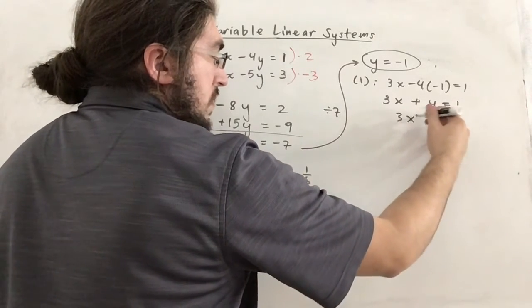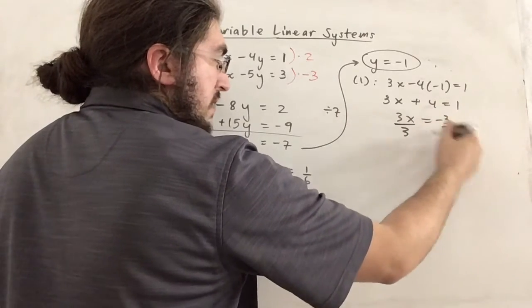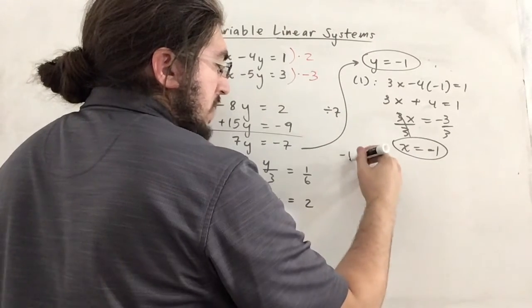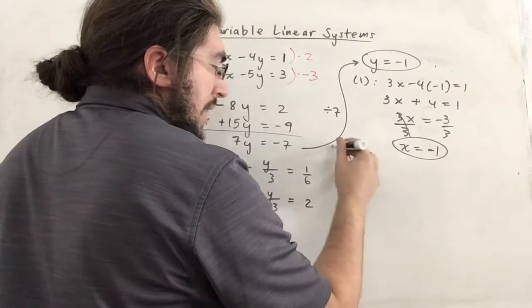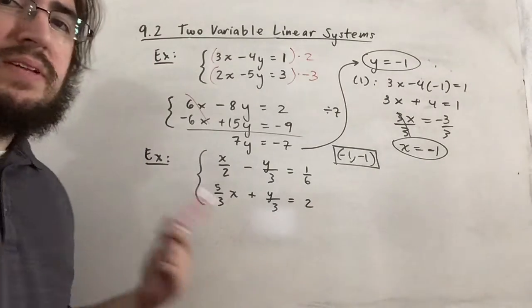Subtract 4, we get 3x is equal to 1 minus 4, which is negative 3. And then divide by 3, we get x is equal to negative 1. So the ordered pair solution here is negative 1 comma negative 1. The x value we got comma the y value we got. Great. And now I gave a different example here.